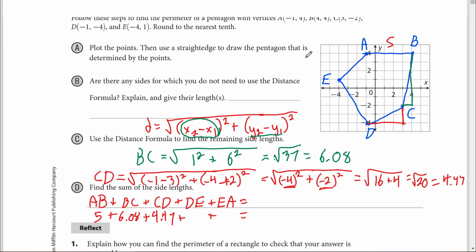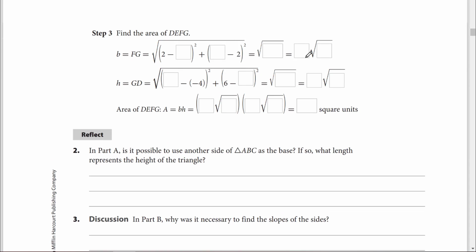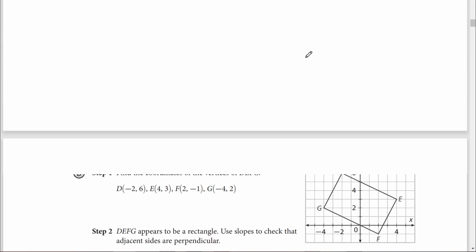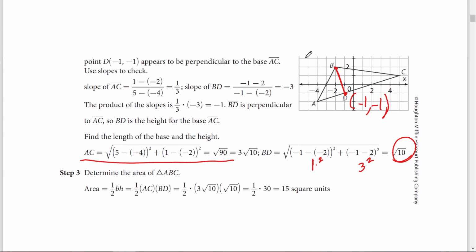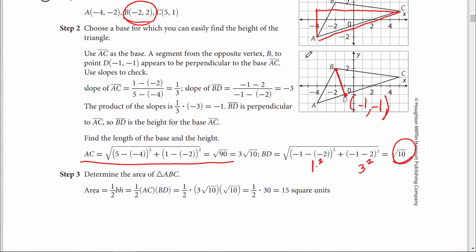Sorry, I did not mean to scroll like that. Let me get back to where we're at. So they simplified. We're going to talk about simplification next week, so don't worry about doing that simplification for today. We're going to just use the square root of 90, and that's perfectly fine.